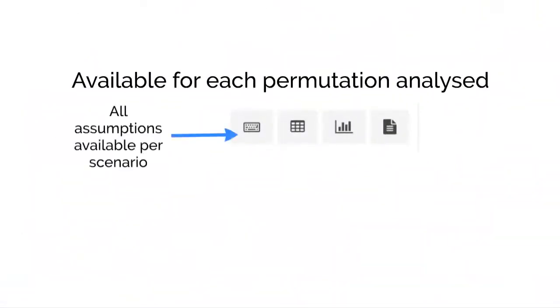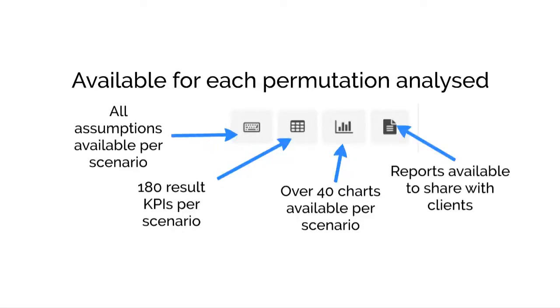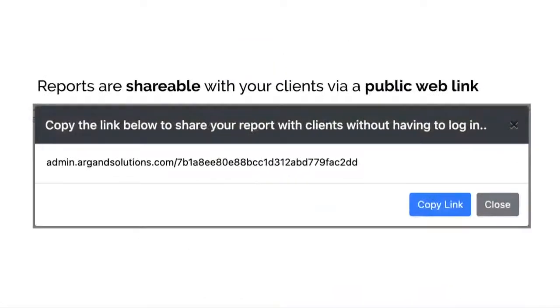Then within each permutation, you can dig deeper. You can look at all of the assumptions that were used. You can look at all of the critical results that come out of each of those permutations and scenarios. You can look at lots of different charts that allow you to analyze what's going on for each of those scenarios. And finally, you've got a report that you can then share with your client. These reports are shareable via a public web link that you can just copy and then send to your client.